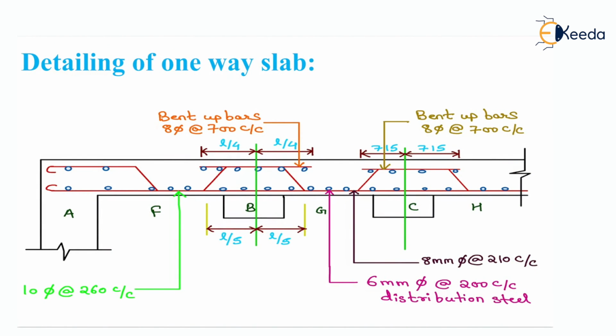Now, detailing of one bay slab. At mid span F, 10 mm dia main bar is provided at 260 mm center to center. Now at G, distribution steel of 6 mm dia at 200 mm center to center is provided. Now at B and C, 8 mm bar at 700 mm center to center is provided as bent up bars. This is all about the calculation of one-way slab.